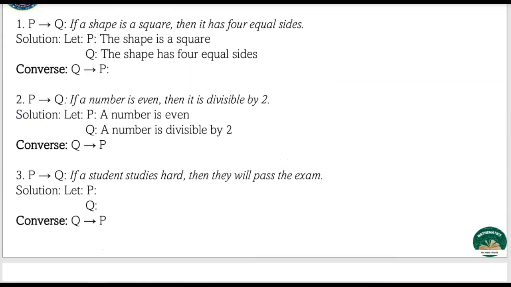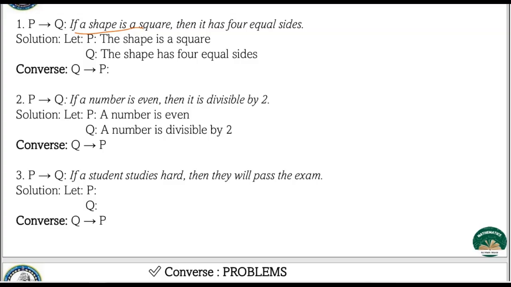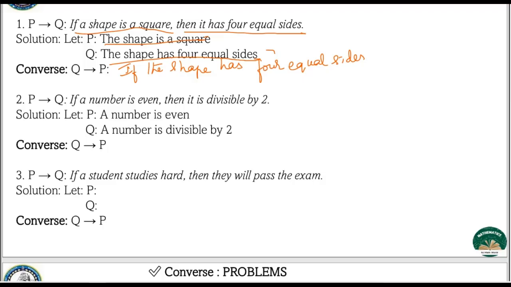Now, here it is given P implies Q. If a shape is a square, then it has four equal sides. P, the shape is a square. Q, the shape has four equal sides. Reverse it. First write Q and then write P. If the shape has four equal sides, then the shape is a square. That will be the answer for the converse.